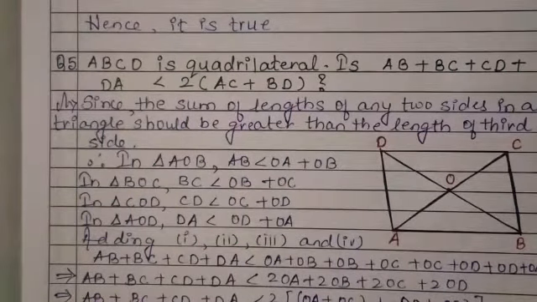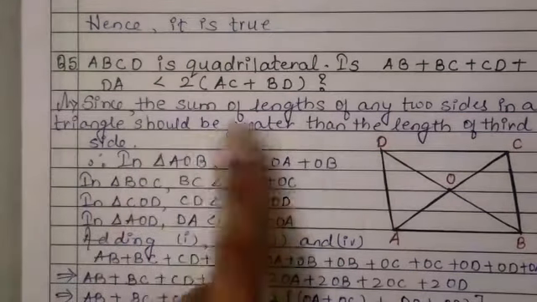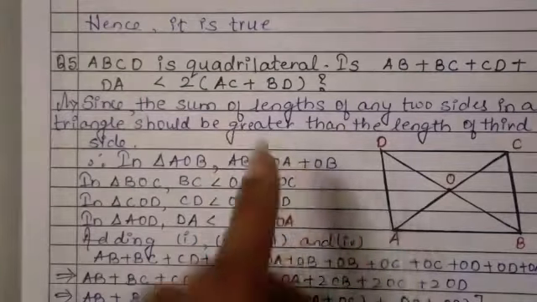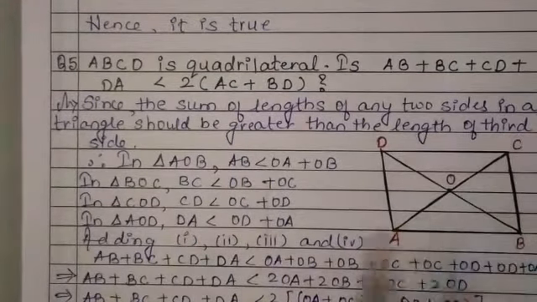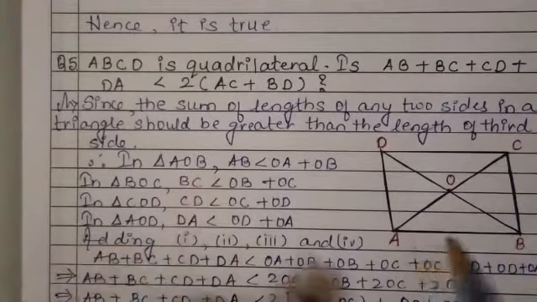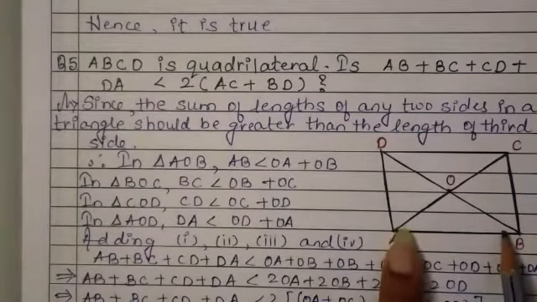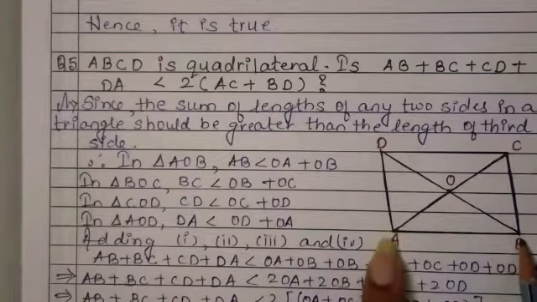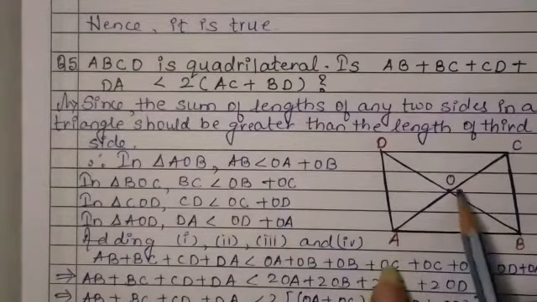Okay, so again we have to start with the same statement, that we know that the sum of the lengths of any two sides should be greater than the third side. So if I talk about AOB, we can write AB is less than AO and OB. This small triangle we have to consider, AOB.